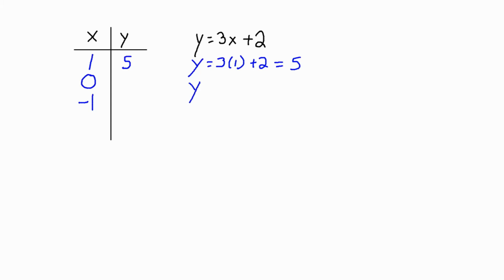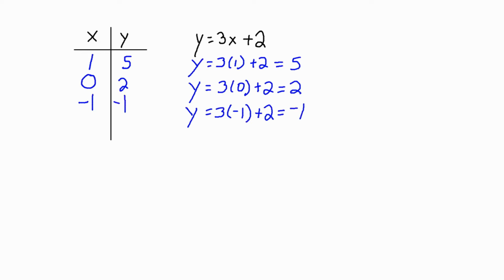Now I'm going to replace x with 0. So 3 times 0 plus 2 is going to give us 2 for our y. Then I'm going to substitute in -1. So 3 times -1 plus 2 is -1.